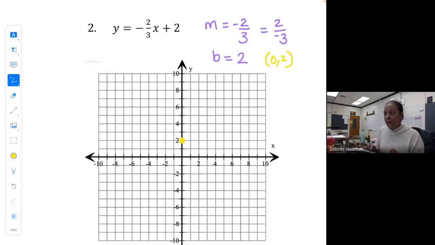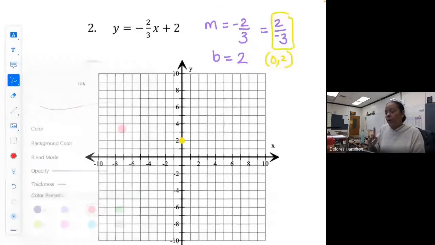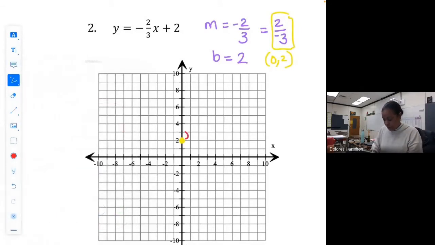Our m is, I'm going to start with 2 over negative 3. I would go with that boxed m. I would rise 2 and then go to the left 3. So I would go up 2 and 1, 2, 3 to the left. And I can do that a couple of times. Rise 2 to the left, 2, 3.